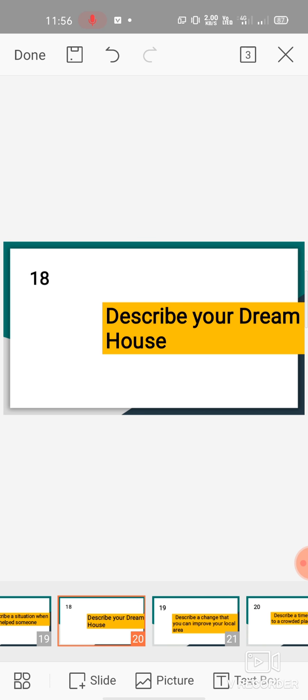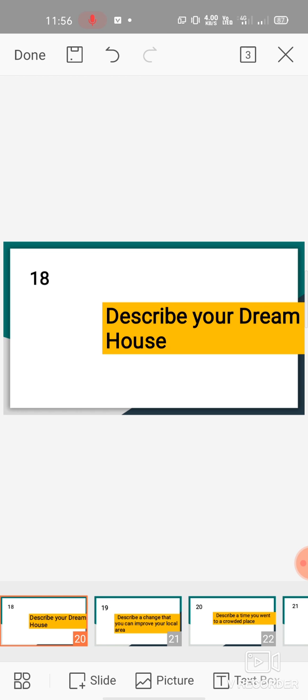Next one is, describe your dream house. You can describe your dream house. You have to speak at least 2 to 3 minutes to describe your dream house.